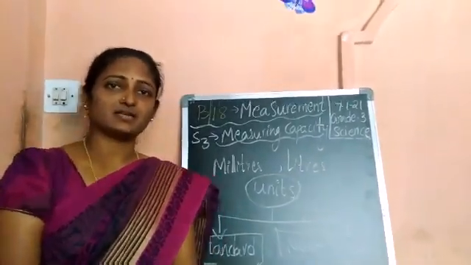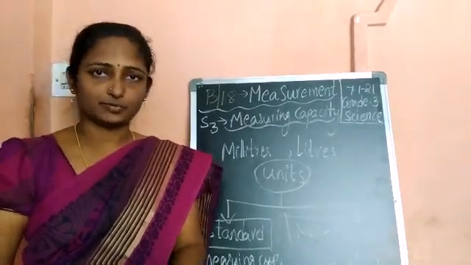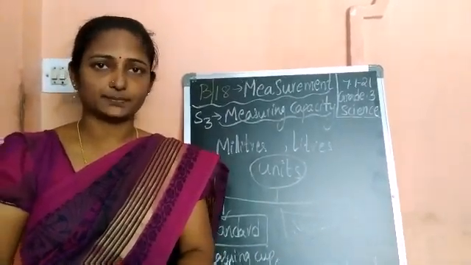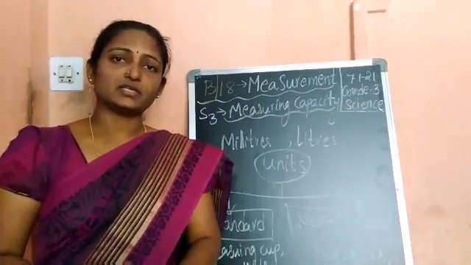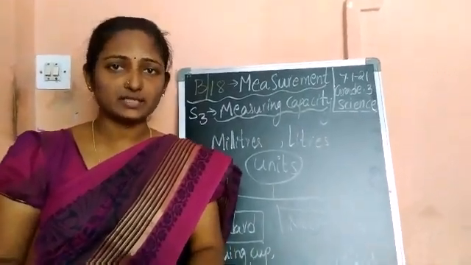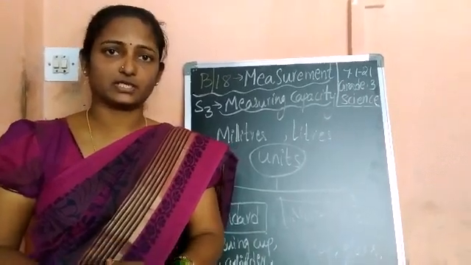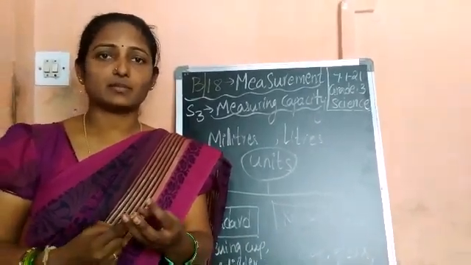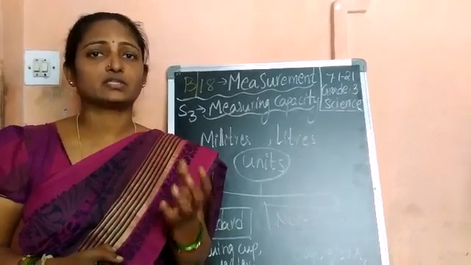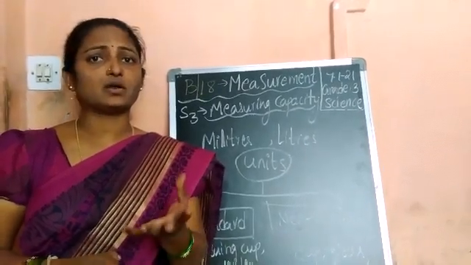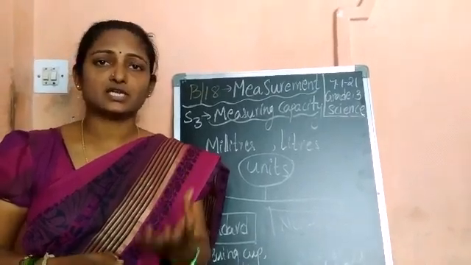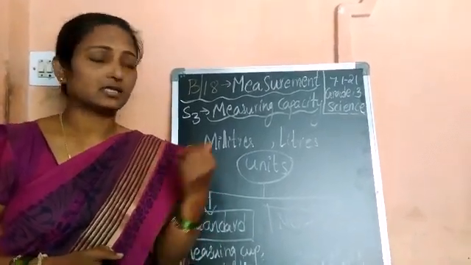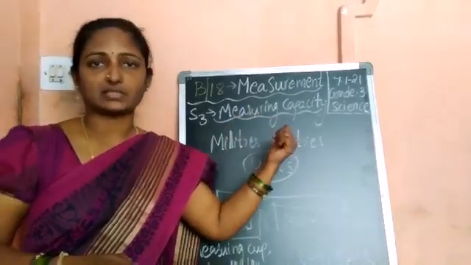This is grade 3 science class. Now today let us learn the next subtopic, measuring capacity, from block 18, measurements. In the previous classes we have learned measuring length and measuring mass of an object. This length and mass we can find out only for the solids. Today we are going to learn how to measure the liquids. So in our topic, measuring capacity.